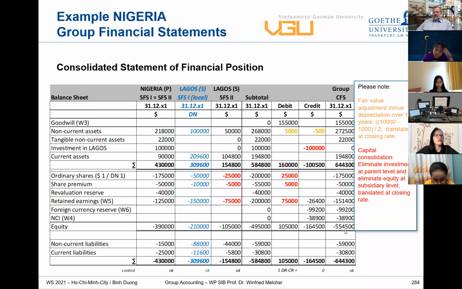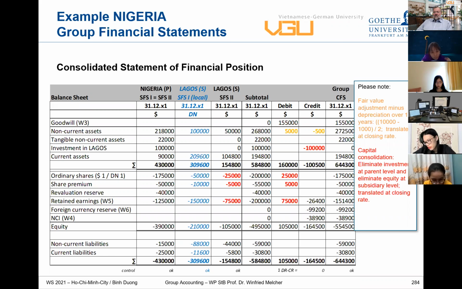So equity is 554,000, including the NCI. And well, non-current liabilities and current liabilities are not a problem. So in the end, we have assets of 644,300 and a liability and equity total of the same amount. So that looks good.